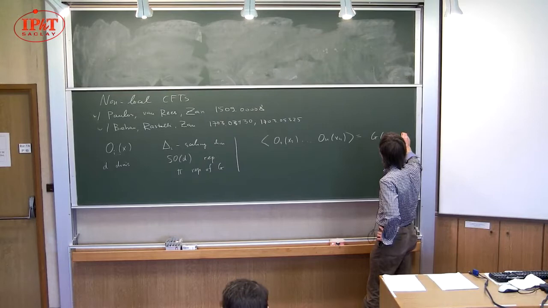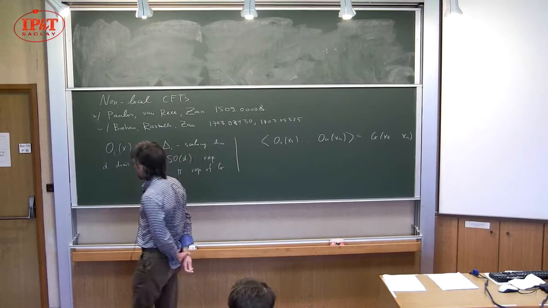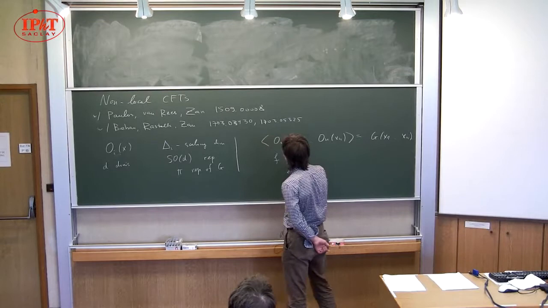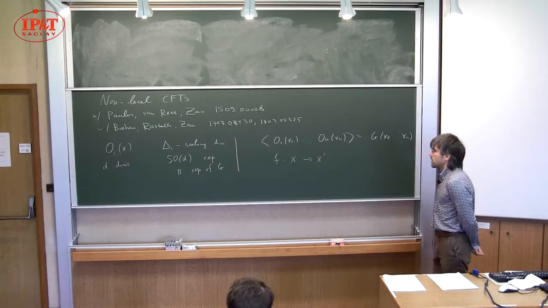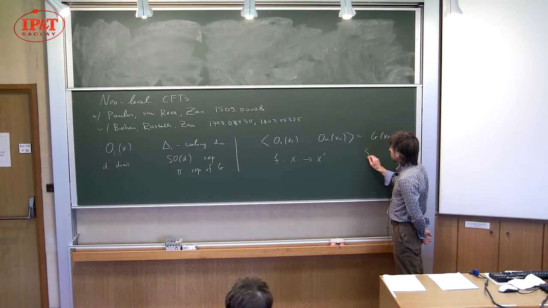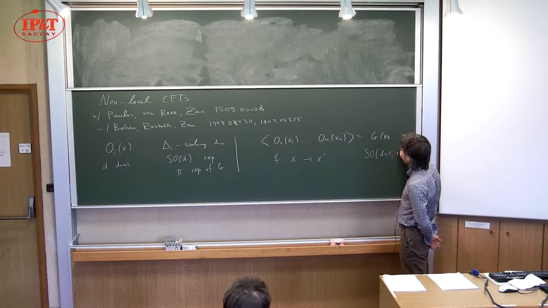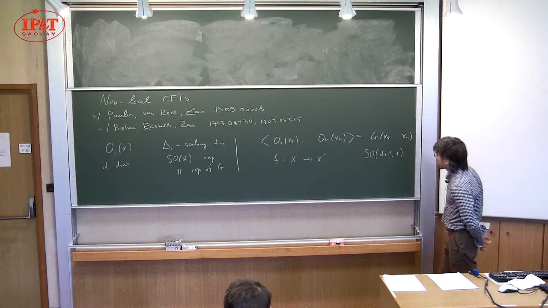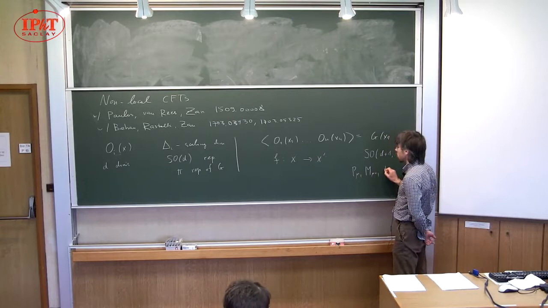And then the fact that we have a conformal field theory just means that if we take a conformal transformation which maps x's to x primes, and by the way, in this talk I'm only going to be considering the finite-dimensional so-called global conformal group SO(d+1,1), which has finitely many generators, so which has Poincaré generators P_mu, M_mu nu, and also the dilatation generator D, and the special conformal generators K_mu, finitely many.